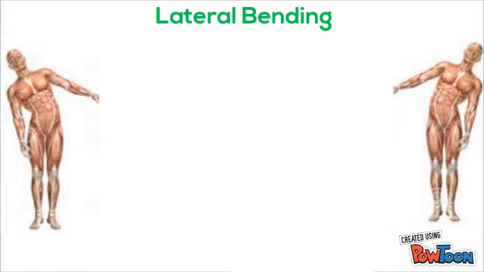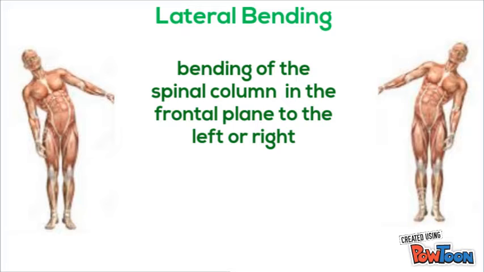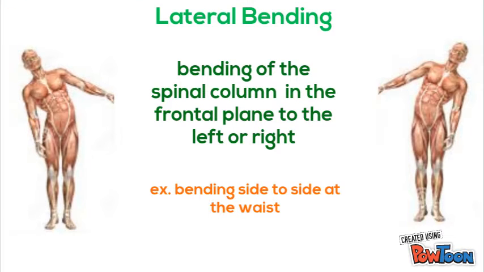Lateral bending is the bending of the spine in the frontal plane to the right or the left. For example, bending side to side at the waist. Now, we will go over the movements in the transverse plane.